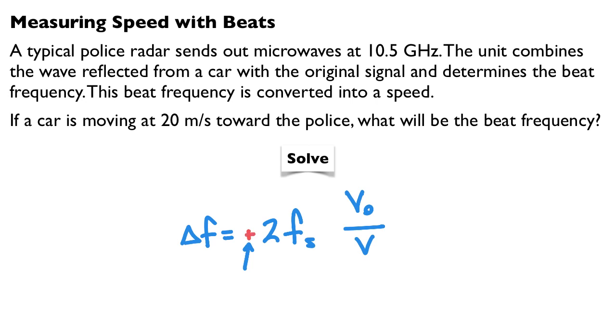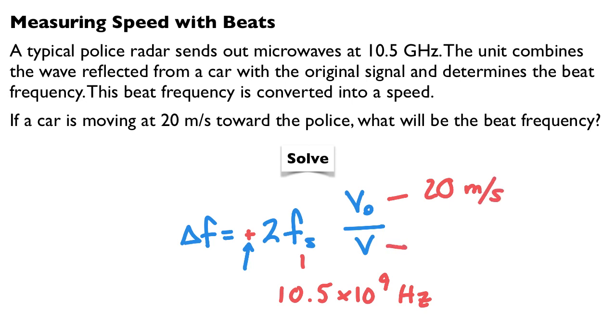Okay, the frequency of the source is 10.5 gigahertz, so 10.5 times 10 to the 9th hertz. The speed of the object, the car that it's reflecting off of, is 20 meters per second. V is the speed of a wave. And what is the speed of microwaves? Well, microwaves travel at the speed of light, for which we use the symbol c. So this is 3.0 times 10 to the 8th meters per second.